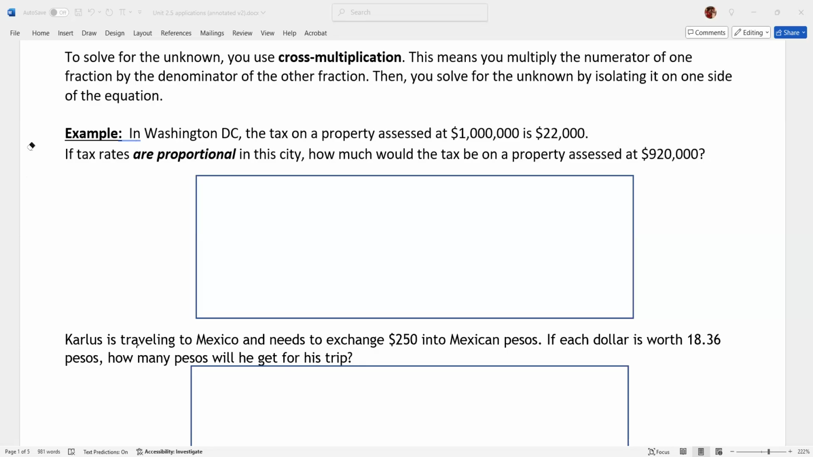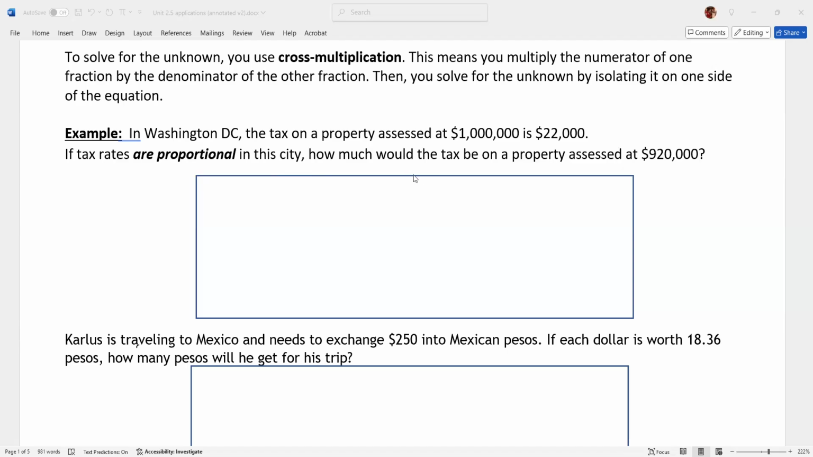So here you can read the text with me. In Washington, D.C., the tax on property assessed at $1 million is, excuse me, $22,000. If the rates are proportional, then how much would the tax be on a property assessed at $920,000? So being proportional means that if the price of the property goes up, so do the taxes. And likewise, if it goes down.